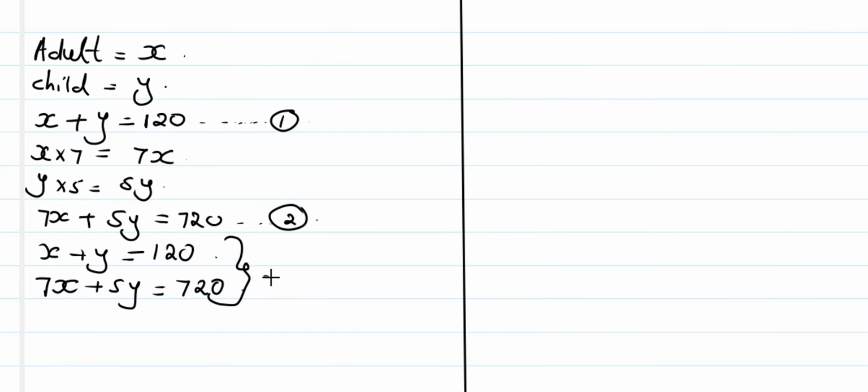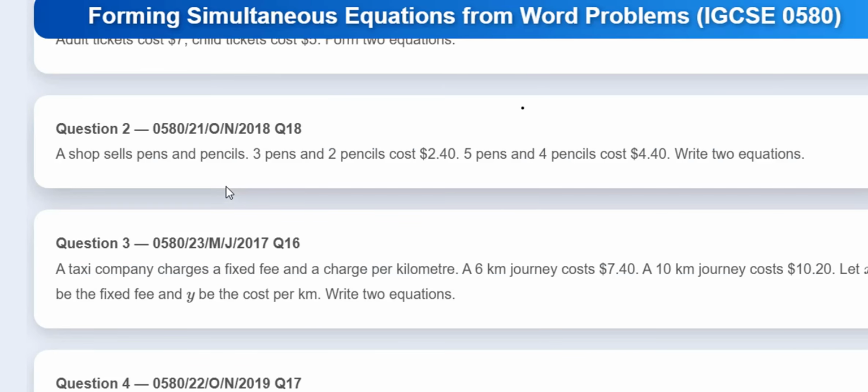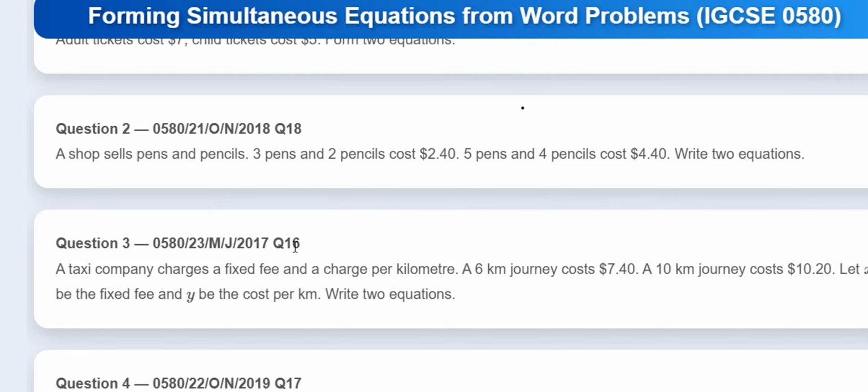And you have a pair of simultaneous equations. Can we try another one? You are told a shop sells pens and pencils. So up to there, you already know this shop sells pens and pencils. So why can't we say pens, we represent them by X, and then pencils, we give them Y, like that. Then we go back to the question.